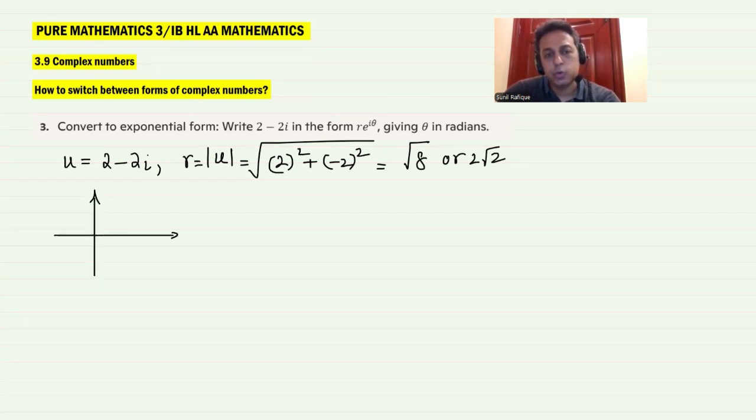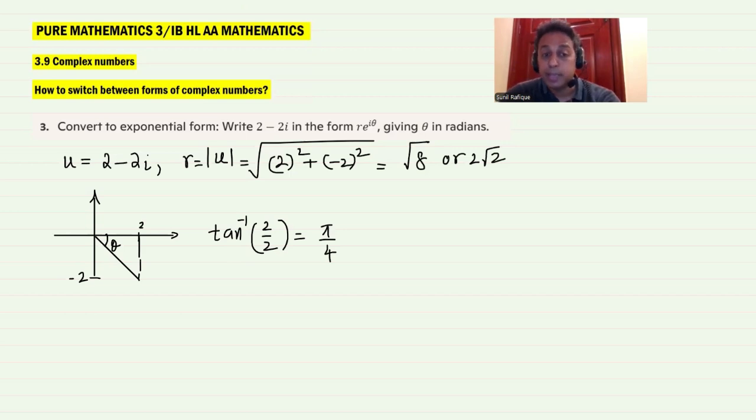This is the fourth quadrant. The real part is a positive 2. The imaginary part is a negative 2. Okay, so it's going to be here somewhere. And the angle is again an exact value. Tan inverse of 2 divided by 2 is tan inverse 1, which is pi over 4.